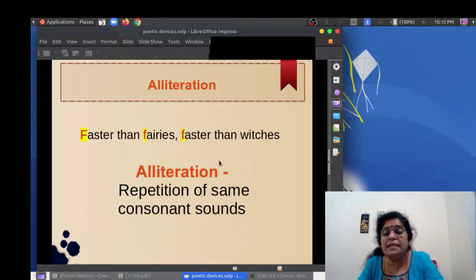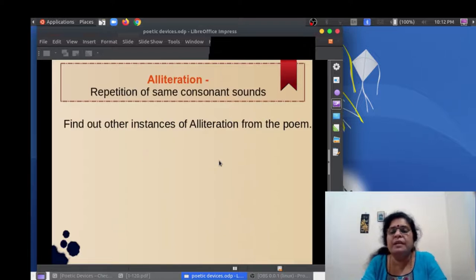Which sound is repeating in this line? F. F sound. Faster than fairies, faster than witches. Okay. So, can you find out other instances of alliteration from the poem? Read the poem and find out the other instances of alliteration. Pause the class and write down the examples of alliteration in your notebook. Okay? Instances means examples. So write down the examples in your notebook.